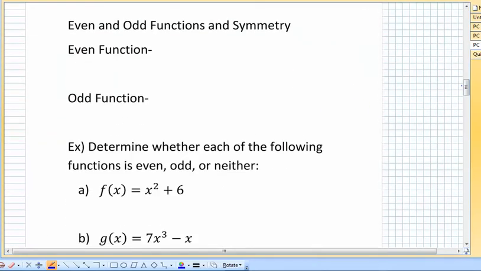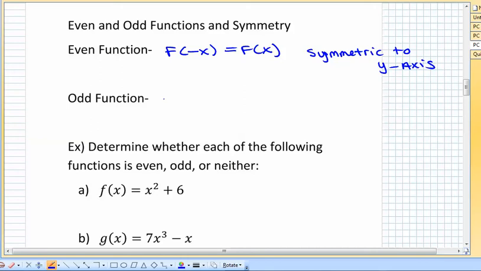Now, even and odd functions, and how they relate to symmetry. First of all, an even function: if you have f of x and you put a -x in, you get what you started with. An even function is symmetric to the y-axis. And an odd function: when you put negative x in, you get the opposite of what you started with, and that would be symmetric to the origin.